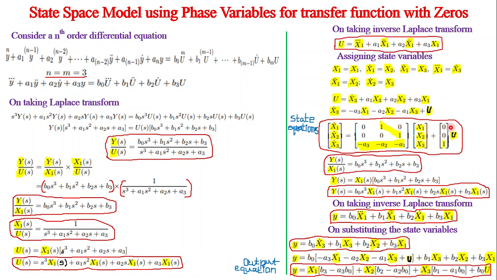So state equations are there, output equation is there. The output is written not only using one state variable, it is written using three state variables and the input. This is where the difference lies as far as this form of transfer function with zeros is concerned, compared to the transfer function without zeros.